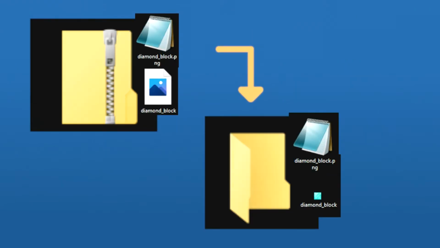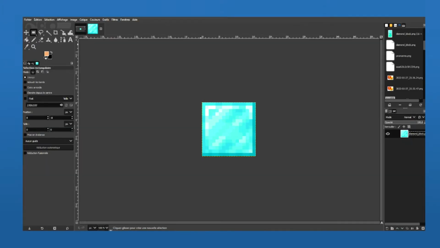Then you take both files and copy them to another folder, since you will not be able to modify them while they are inside the resource pack jar. Let's start with the texture.